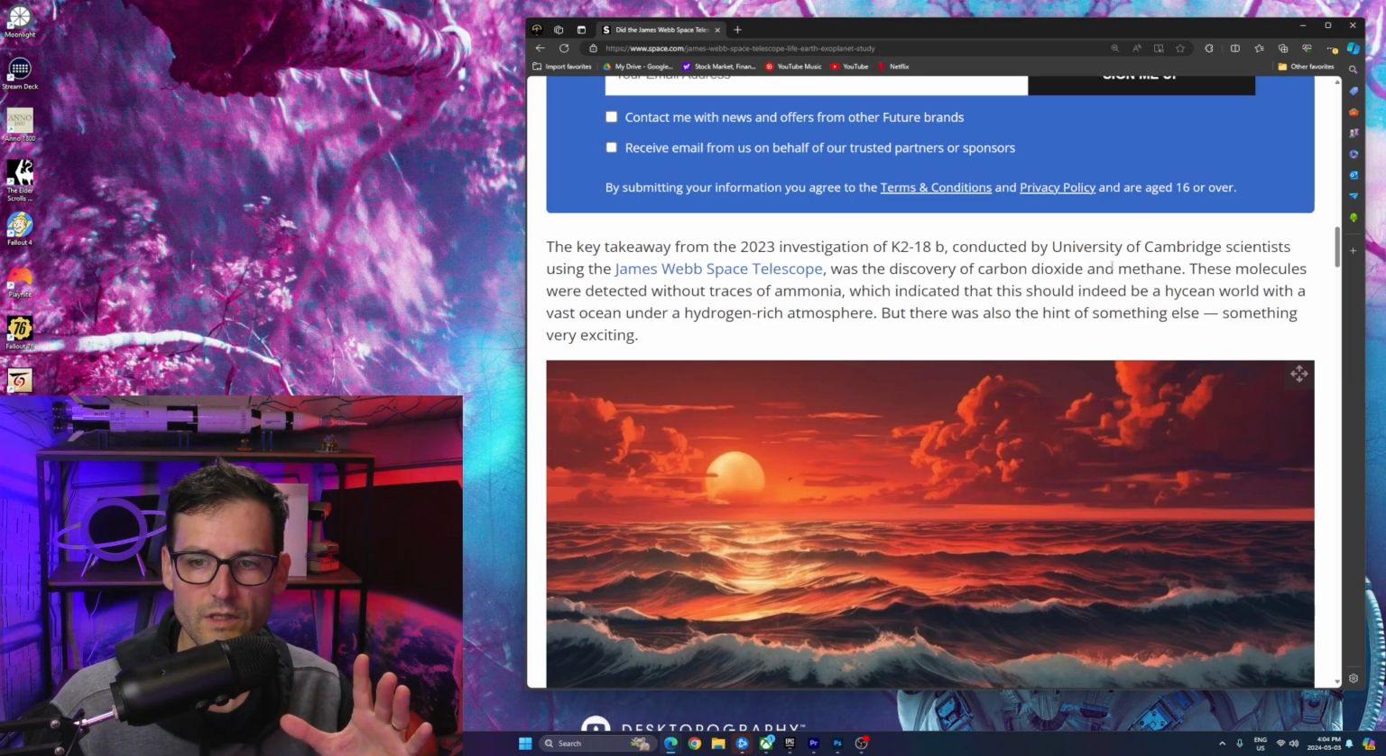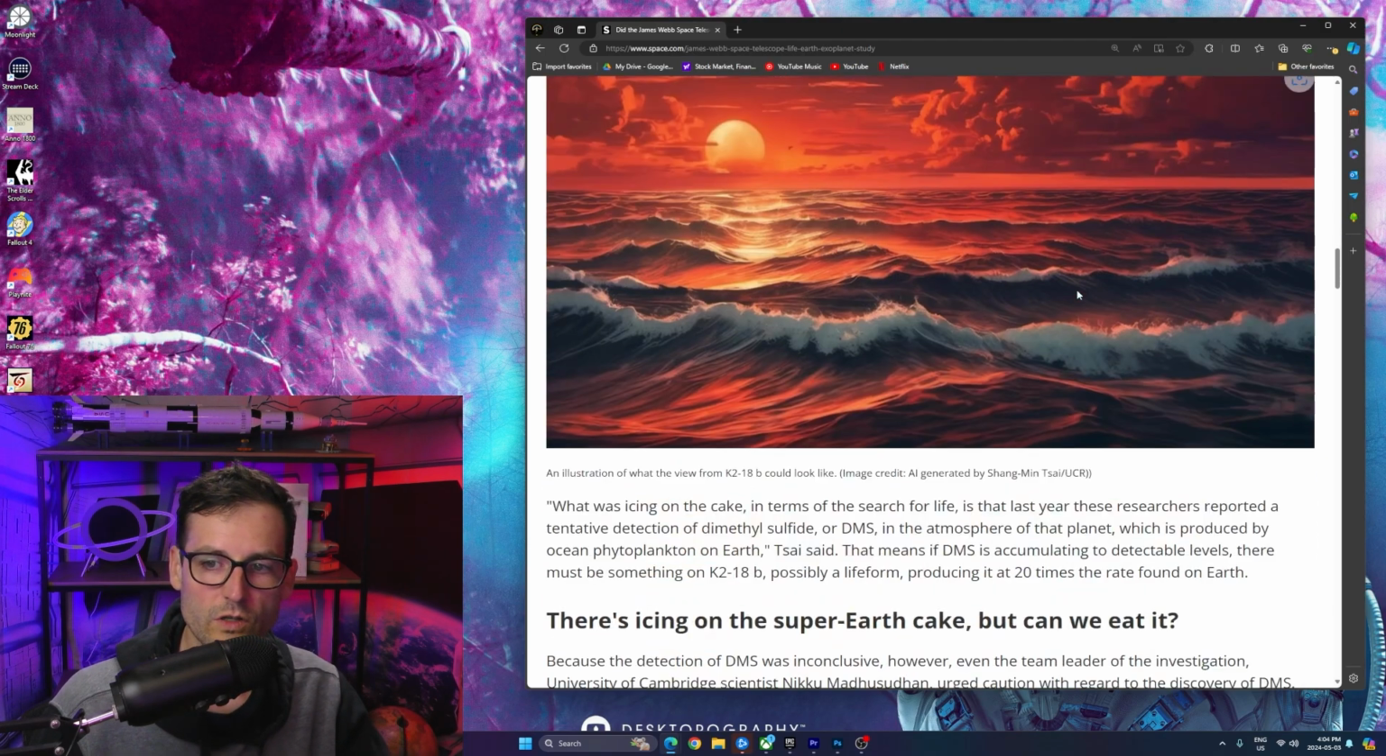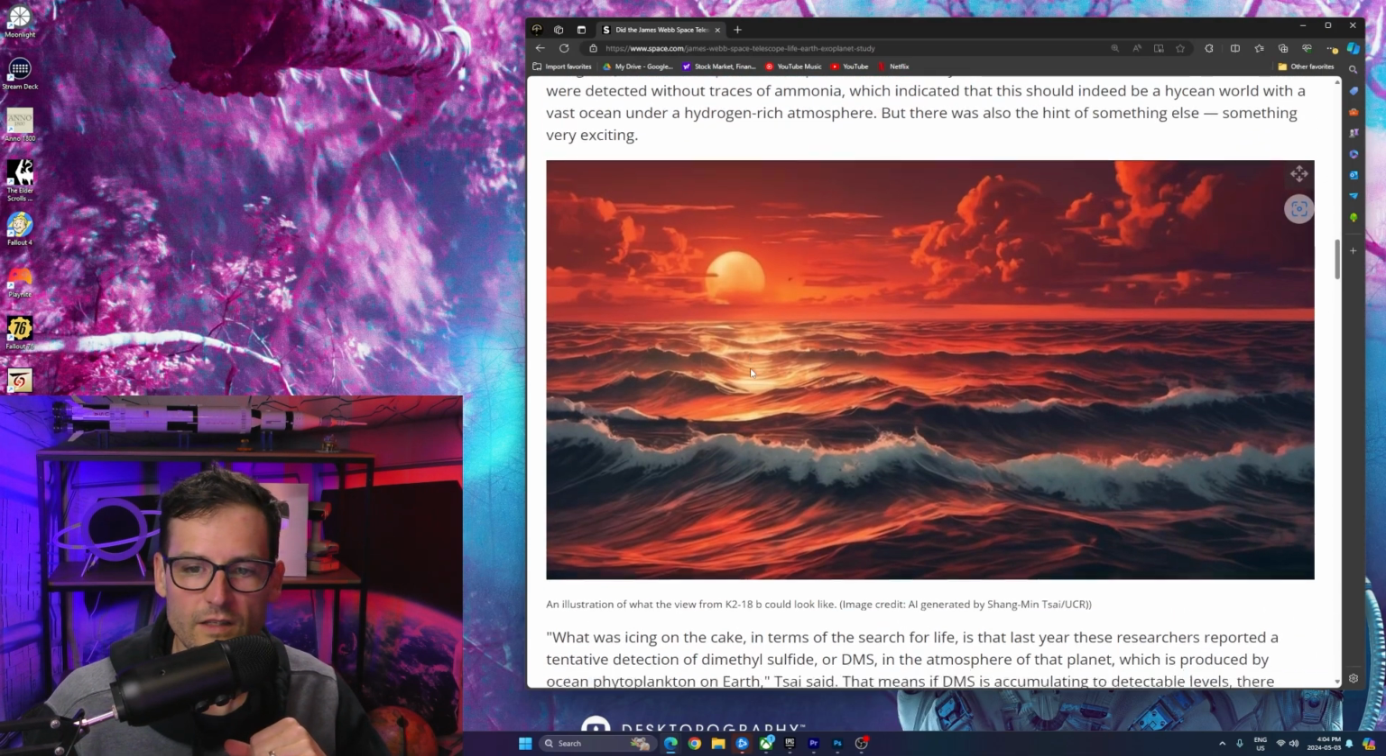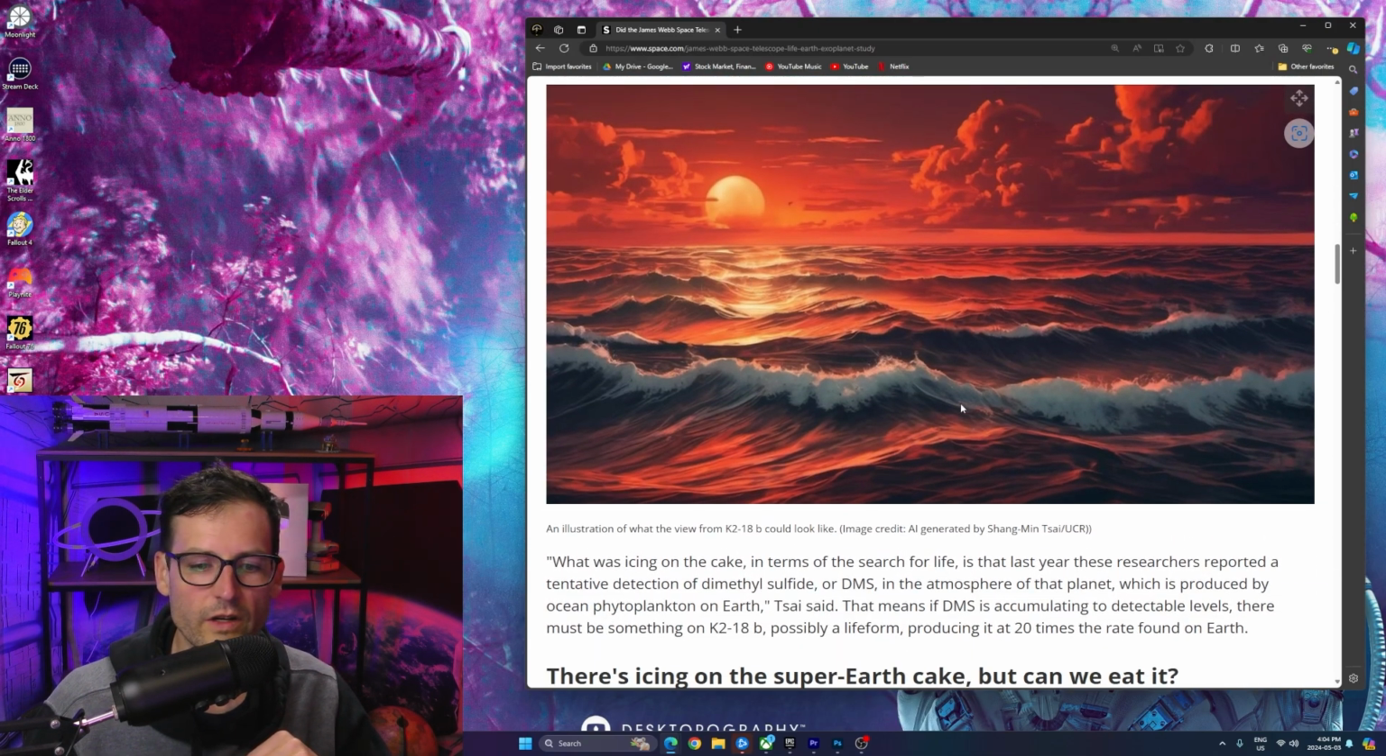And then what they did was they found the discovery of carbon dioxide and methane. And then it says these molecules were detected without traces of ammonia, which indicated that this should indeed be a Hycean world with a vast ocean under a hydrogen-rich atmosphere. Sorry, but there was also the hint of something else. Something very exciting. I like that. Look at this. There you go.